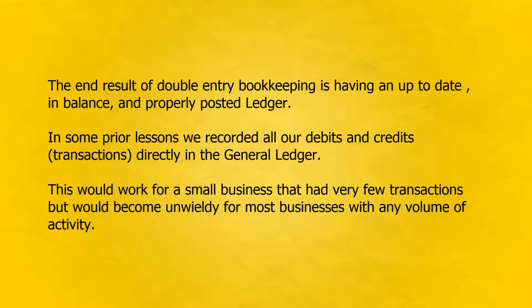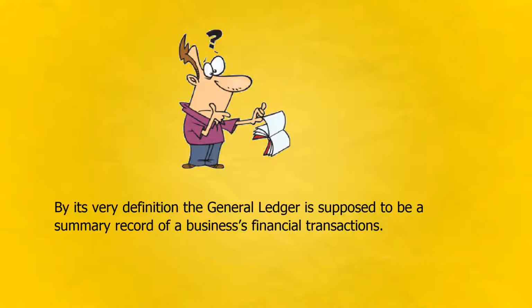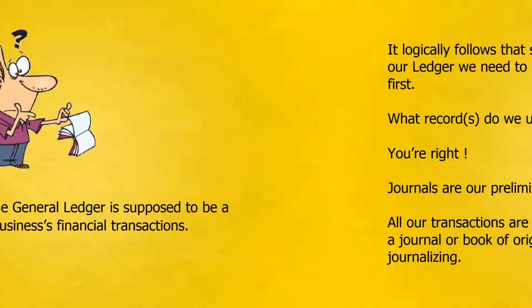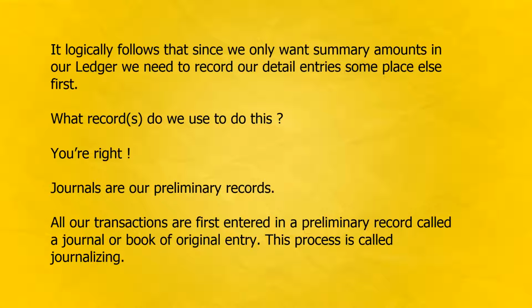In some prior lessons we recorded all our debits and credits transactions directly in the general ledger. This would work for a small business that had very few transactions but would become unwieldy for most businesses with any volume of activity. By its very definition, the general ledger is supposed to be a summary record of a business's financial transactions. It logically follows that since we only want summary amounts in our ledger, we need to record our detail entries someplace else first.